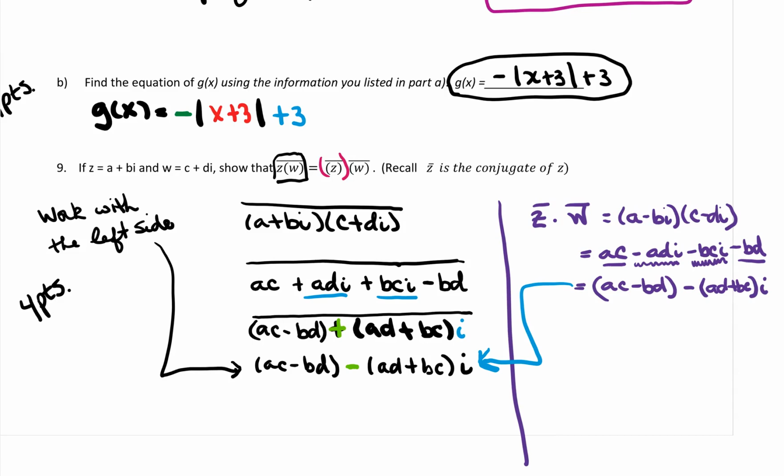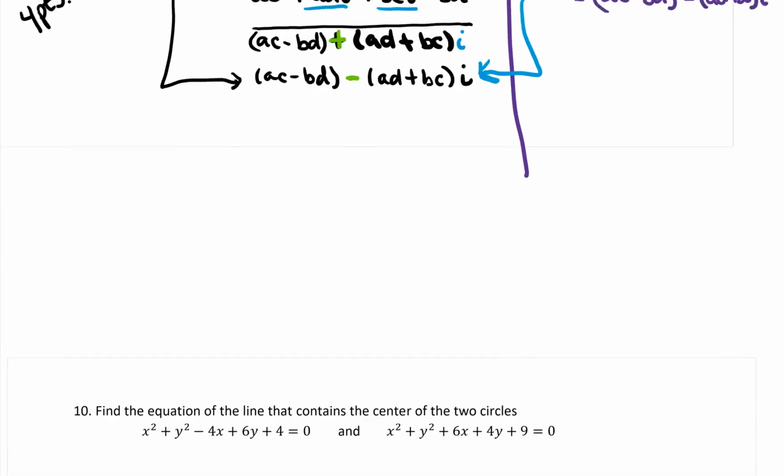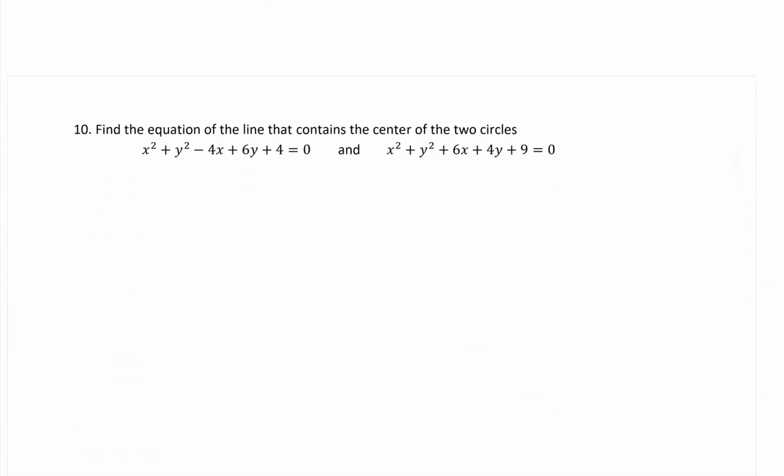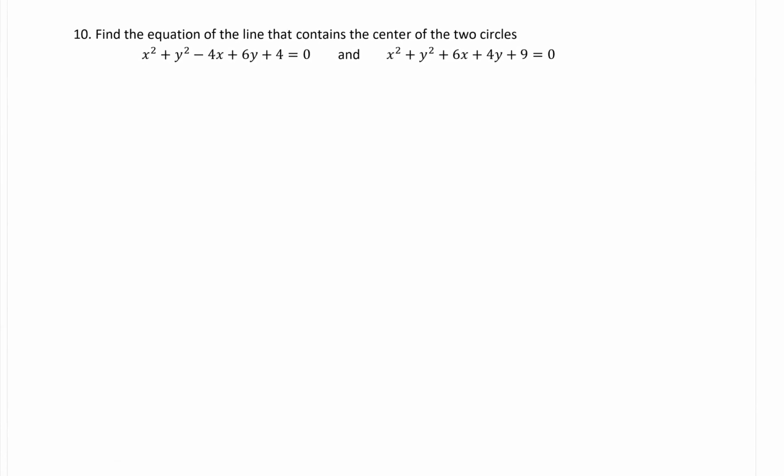So the last problem says find the equation of the line that contains the center of the two circles. So we need to figure out what the center of these two circles are, and they're not in the form that we can tell what the center is, so we need to rewrite them in the standard form of a circle, so we can figure out what that center is.